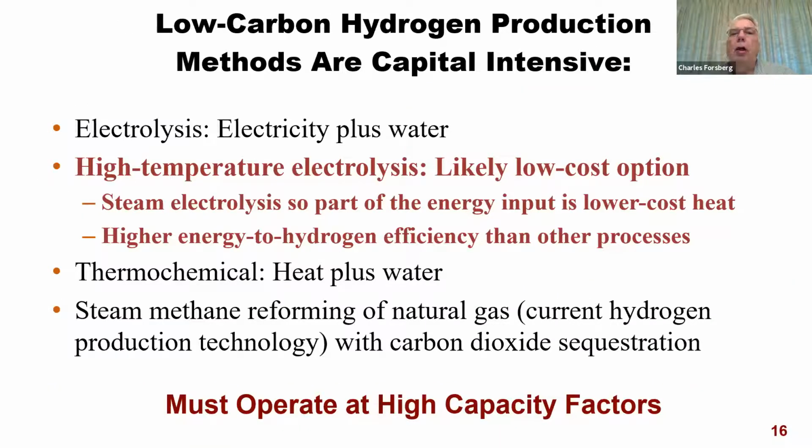Now, there's one catch. All hydrogen production methods are capital intensive. We have electrolysis, which is electricity plus water. We have high temperature electrolysis, which is likely the low cost option. This is steam electrolysis, so part of the energy input is low cost heat. More importantly, higher energy to hydrogen efficiency than other processes. In other words, the total amount of energy needed to get a kilogram of hydrogen is less for a variety of technical reasons. There are thermochemical processes, which are heat plus hydrogen, and of course, steam methane reforming of natural gas, the current production technology, plus additional carbon dioxide sequestration.